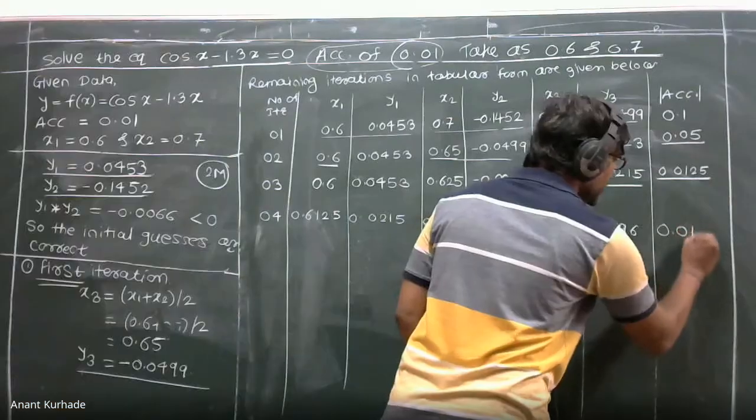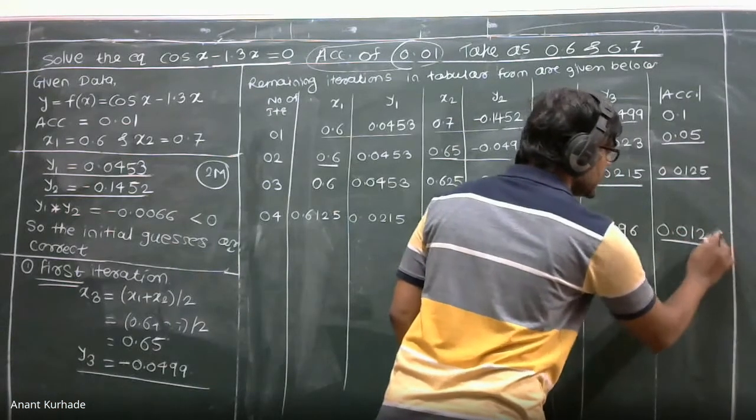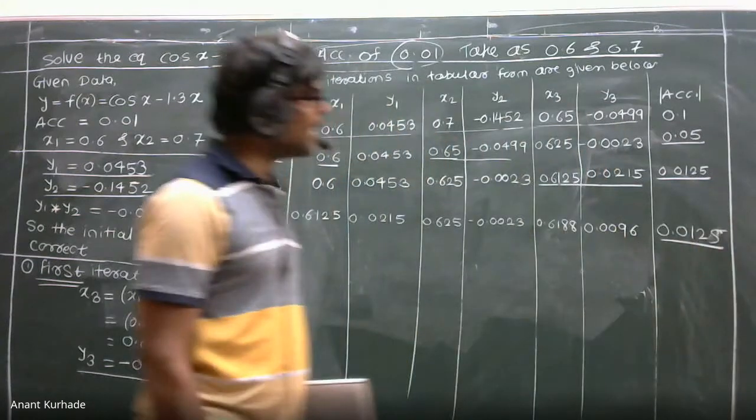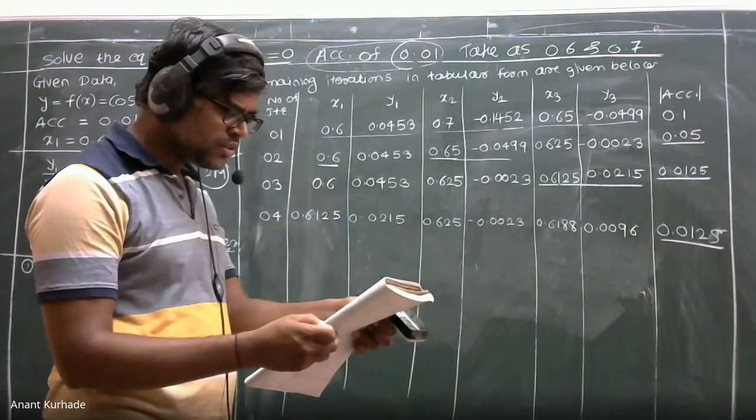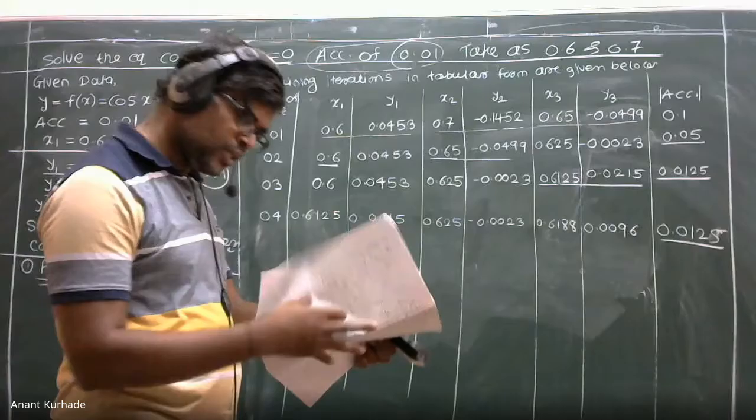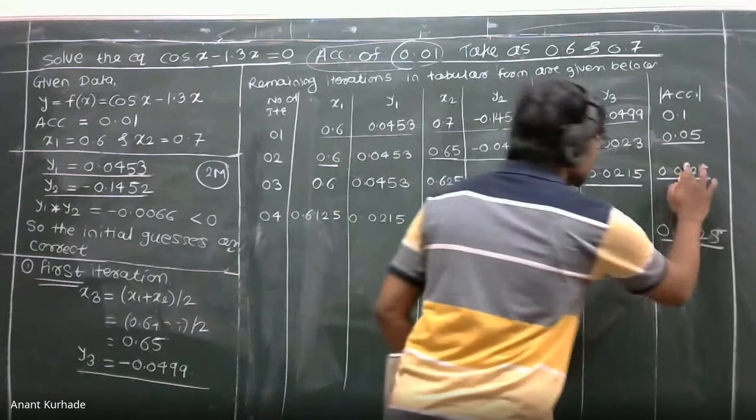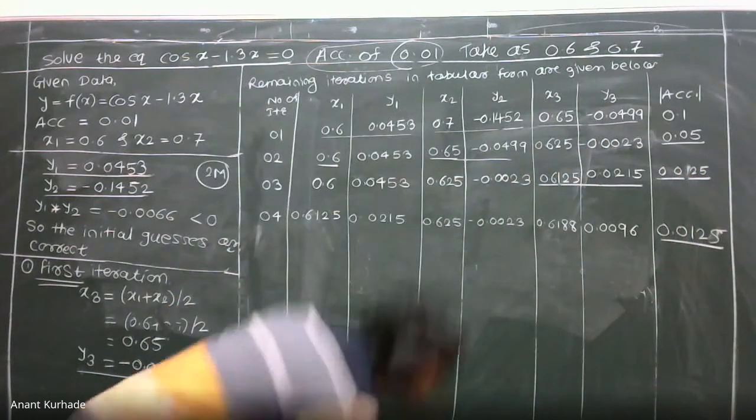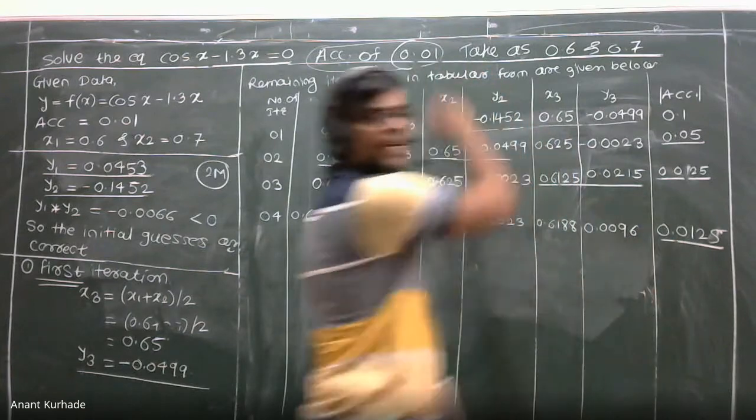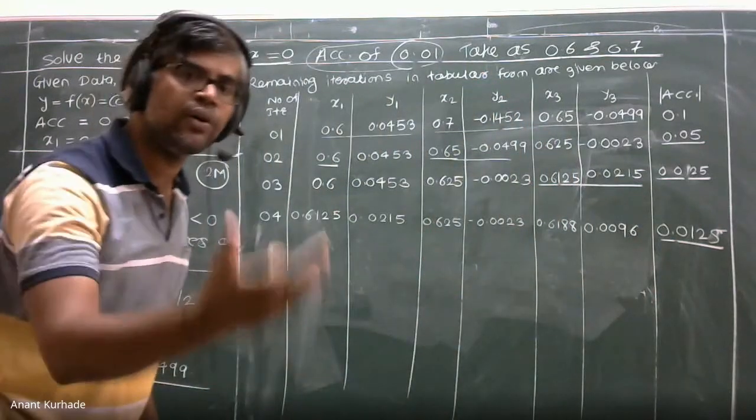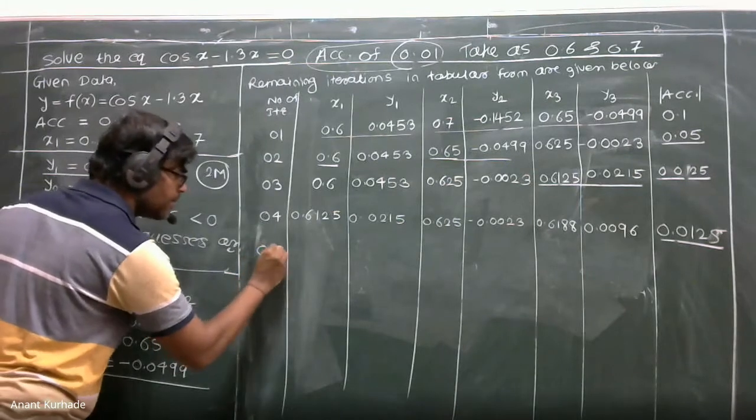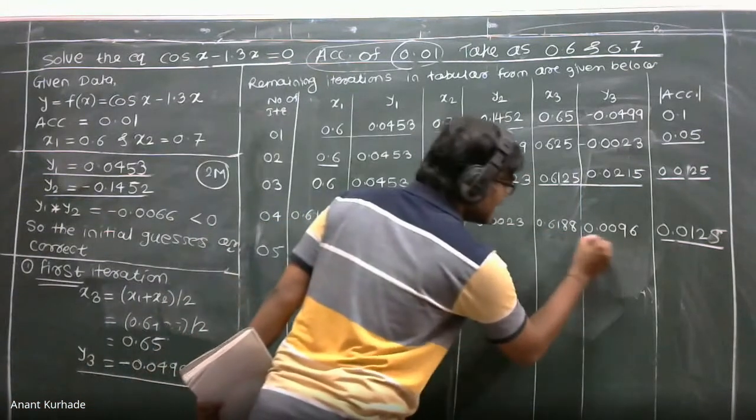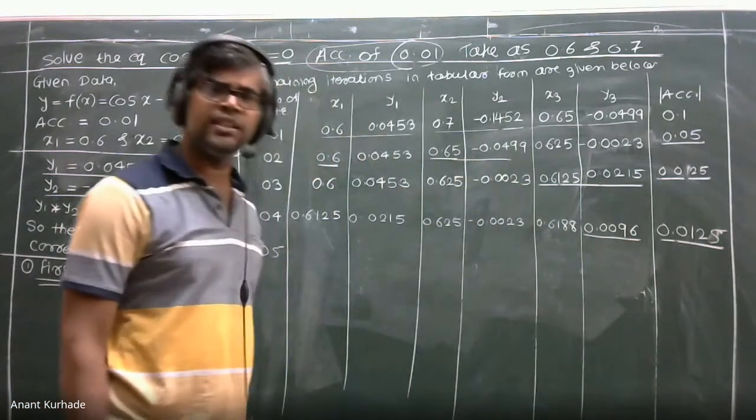0.0125. Now this value is equal to the given accuracy? It is 0.0125. Sir, the previous one was 0.025. Okay. The obtained accuracy is greater than the given accuracy, so go for the next iteration, iteration number 5. Now, is it correct? Check once.